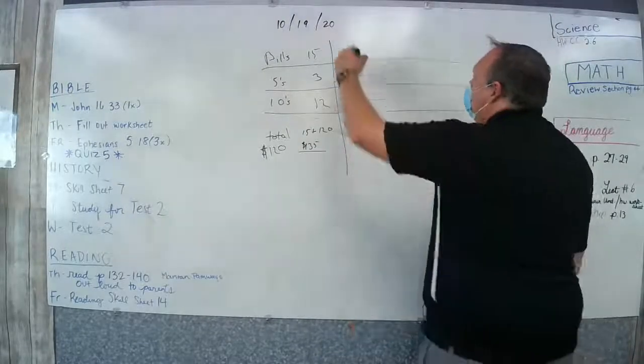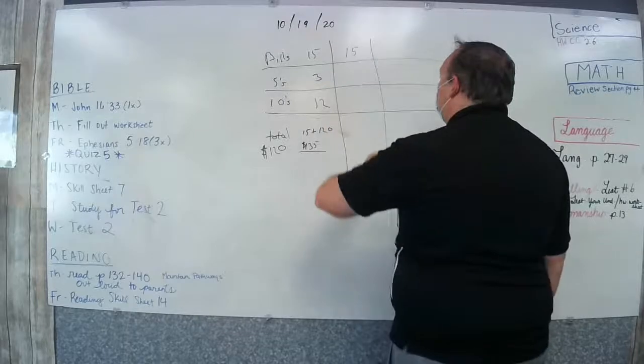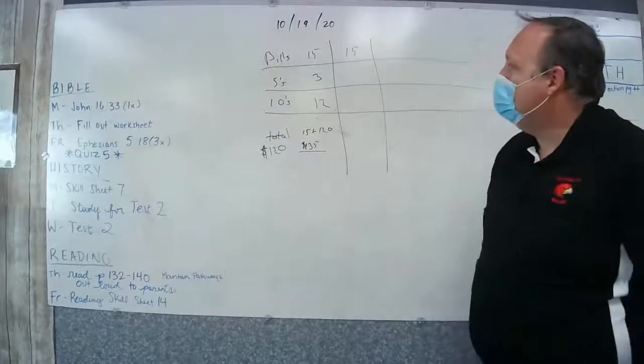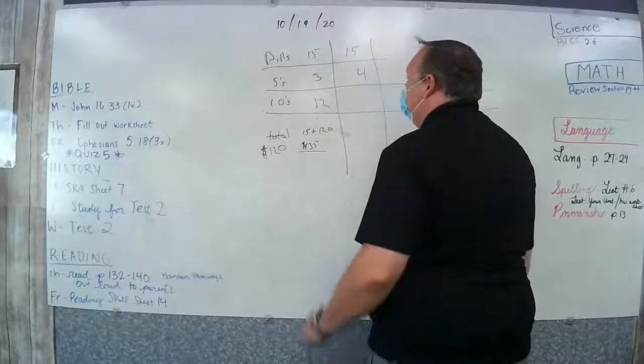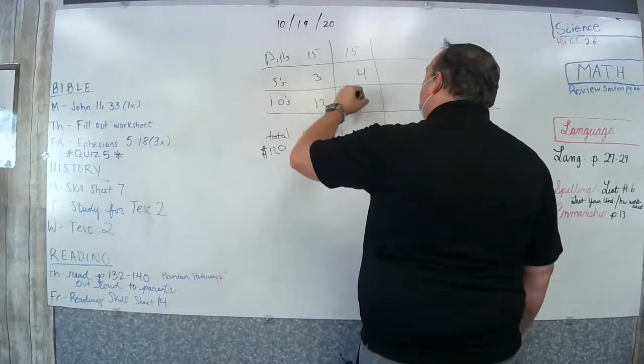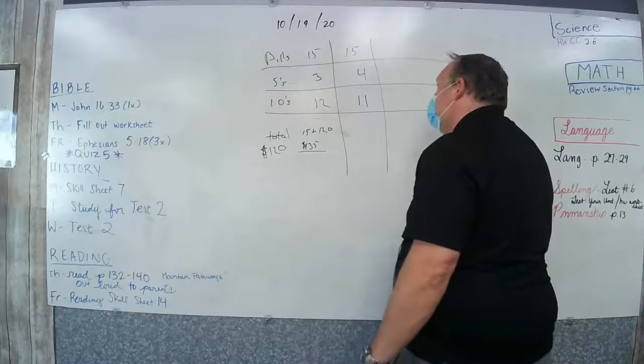Okay. So let's say she has 4 5s. That would give her 11 10s.